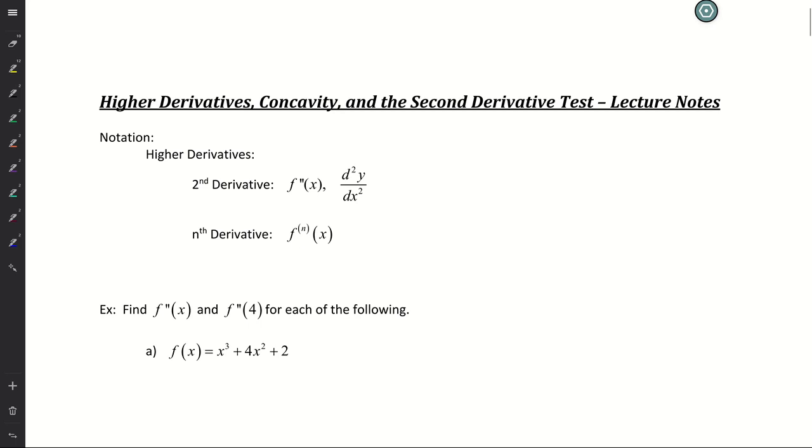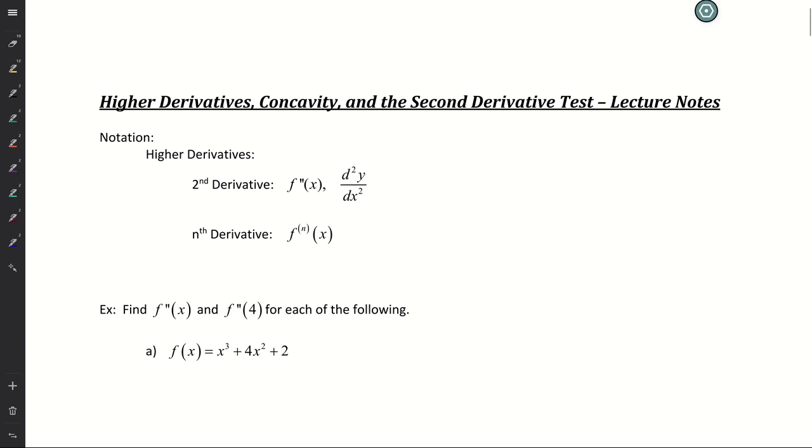So here, the second derivative we indicate by saying f double prime of x. Another way to say that is the notation next to that, where you see the d with what looks like an exponent of 2 and then the y, and in the denominator you have the d and then the x with what looks like a power of 2. That essentially reads as the second derivative of y with respect to x in that particular notation.